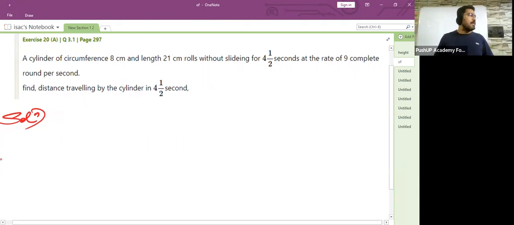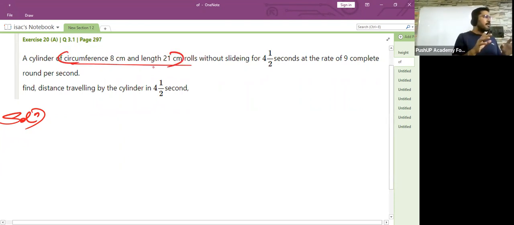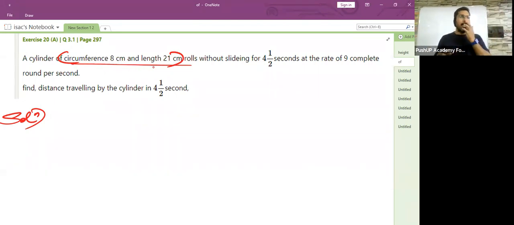I'll explain. There is a cylinder of circumference 8 centimeter and length 21 centimeter. So this part is giving you the information about the dimensions, isn't it? Circumference 2 pi r is equal to 8 and the length or the height is equal to 21. So we will utilize that later on. But first of all, let us understand what is happening in this question. They are talking about the cylinder rolling without sliding, isn't it? So we first need to understand what is happening with that cylinder. Then we will use the dimensions to get the required variables, right?